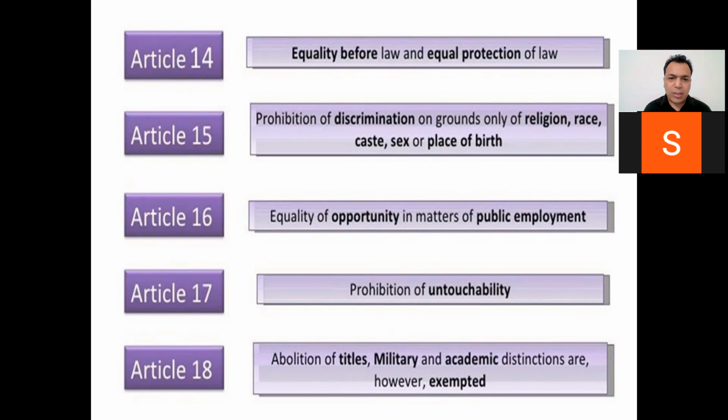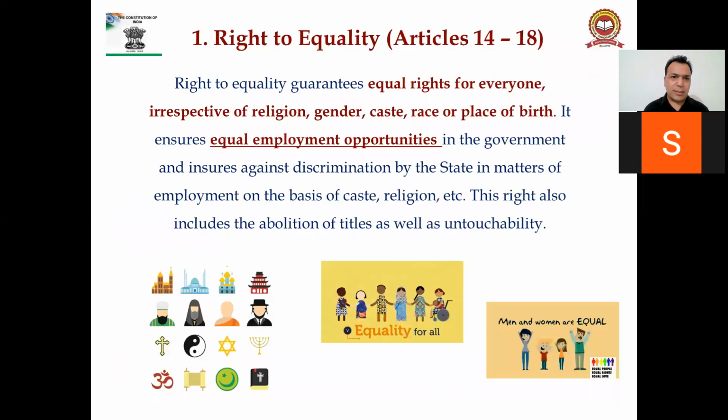Article 16 talks about equality of opportunity in the matter of public employment. Article 16 also talks about this, right? Article 17 talks about prohibition of untouchability, and Article 18 abolition of titles; military and academic distinctions are however exempted. We will discuss this in detail in the coming slides also. From this slide we discuss all the 6 fundamental rights which I have just mentioned to you in detail, right? We discuss one after the other.